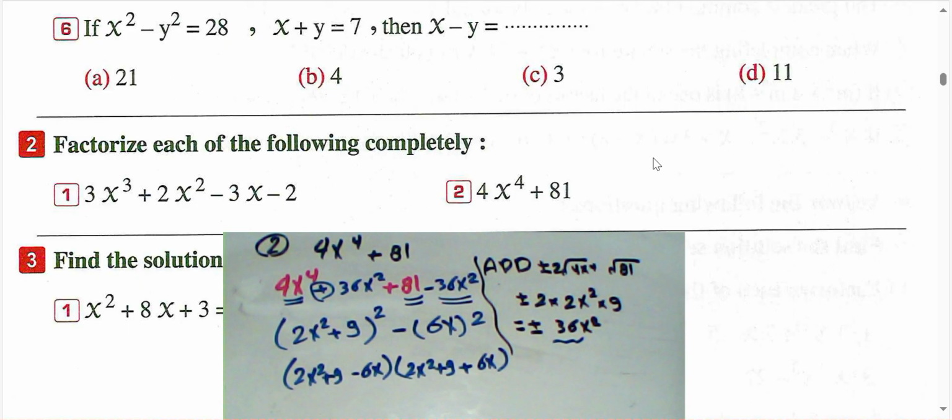You must convert this expression to the difference between two perfect squares, and then factorize them also. For the difference between two terms, we can factorize the square root of the first and the square root of the second, and write negative and positive.